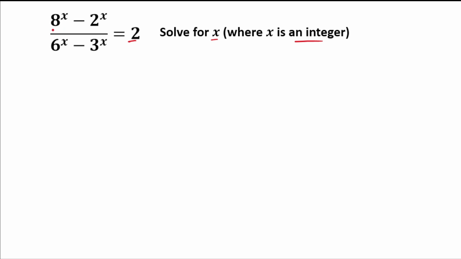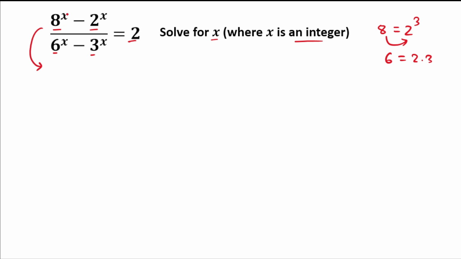Now for solving this type of problem, if you look, we have the base 2 here and here it is 8. So we can write 8 as 2 cube. In the denominator we have 6 and 3, so we can write 6 as the multiplication of 2 and 3. So now let's start.